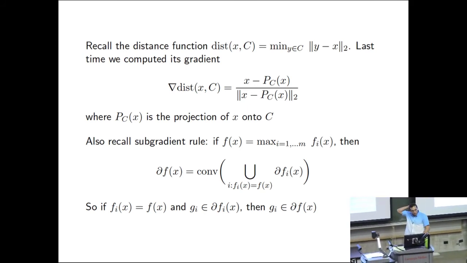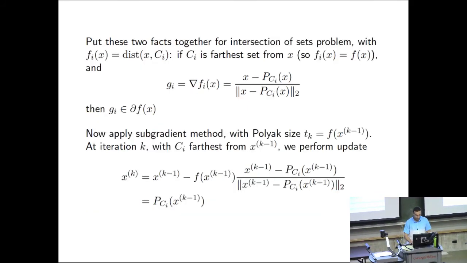So we're going to actually use that rule for the subgradient method. Just rephrased, putting this logic in the context of our problem, if we take some set C_i that's currently farthest away from x, and we take g_i to be equal to the gradient of that distance function, which is just x minus its projection onto the set C_i, over the norm of that, then that thing is a valid subgradient for our entire criterion. And so now we can ask, what would the subgradient method do? The subgradient method would actually do this.